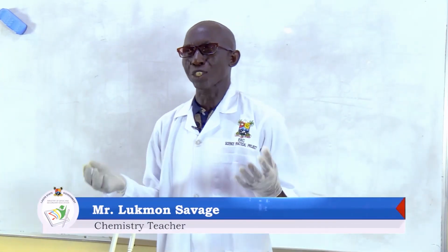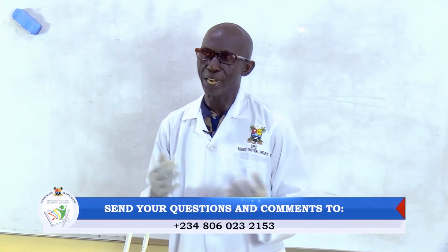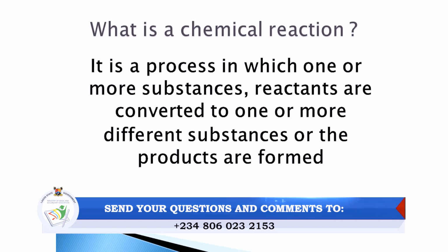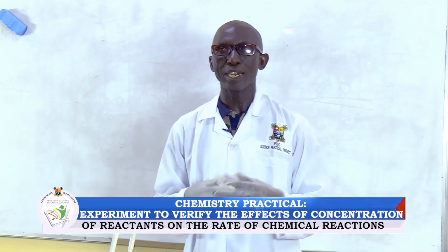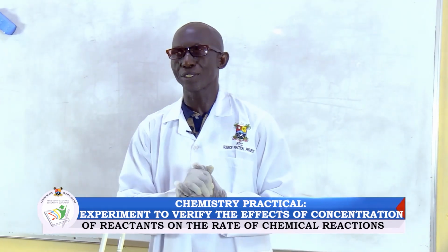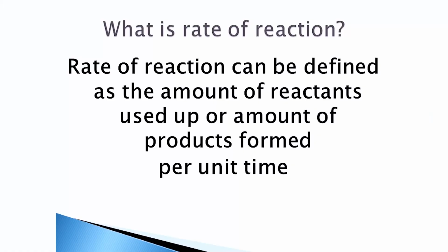Number one, chemical reactions. If I may ask you, what is a chemical reaction? Yes? A chemical reaction is a process in which one of these reactants, or what we call substances, is converted to another substance known as products after undergoing transformation. The second question from our previous lesson that I want to ask you is rate of chemical reaction. What is rate of chemical reaction? Yes, the rate of chemical reaction can simply be defined as the amount of reactants used per unit time or products formed per unit time.